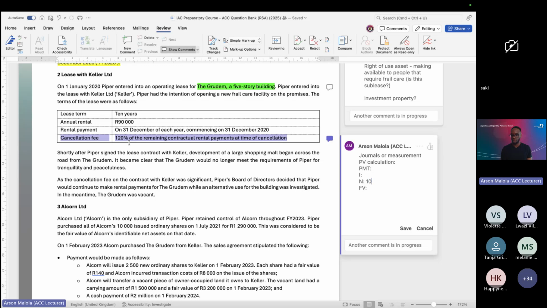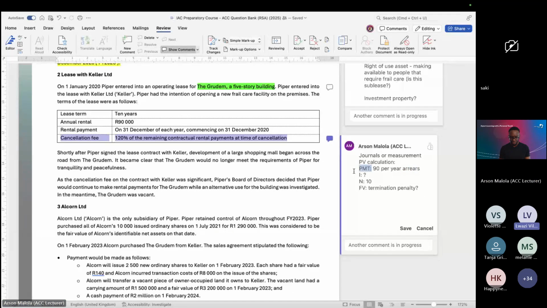I don't see any sort of renewal options. I don't have any information on I. My PMT would be 90,000 per year, and the rental payment is in arrears, per year in arrears. And then FV is the termination penalty. So I'm going to put a question mark here. Why have I put a question mark on the termination penalty for future value? Or should I actually be including the termination payment as a lease payment in my PV calculation here?